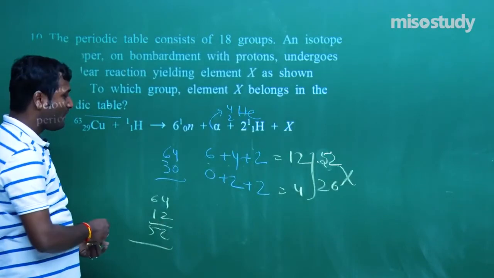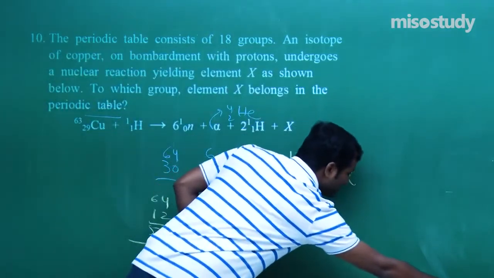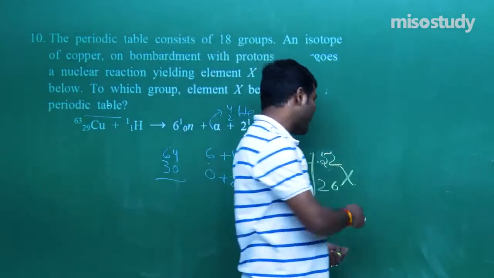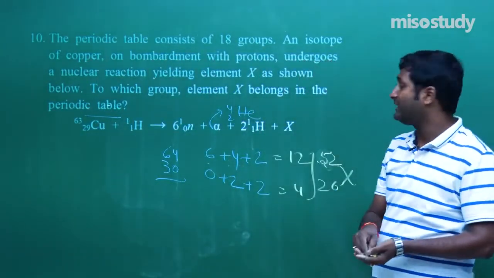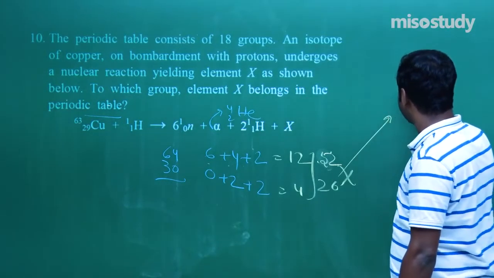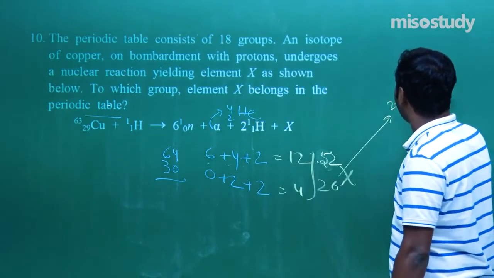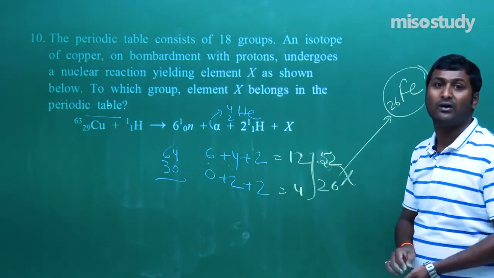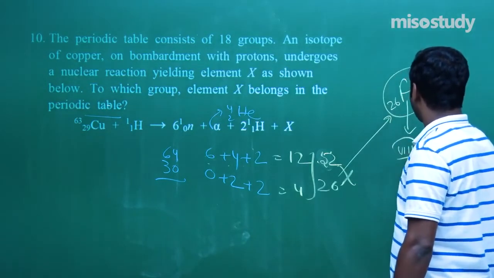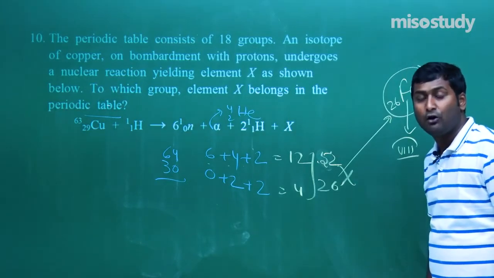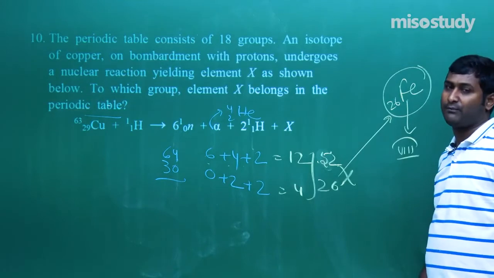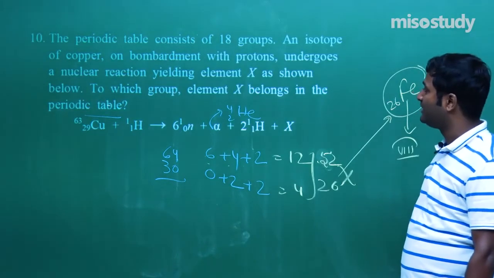Clear? Now we can easily say, yes sir. Now we observe the answer. X has atomic number 26. That is nothing but iron. Iron has atomic number 26. And in which group does it belong? It belongs to group 8. So the answer will be group 8, and this is a direct question from the IIT JEE competitive examination.